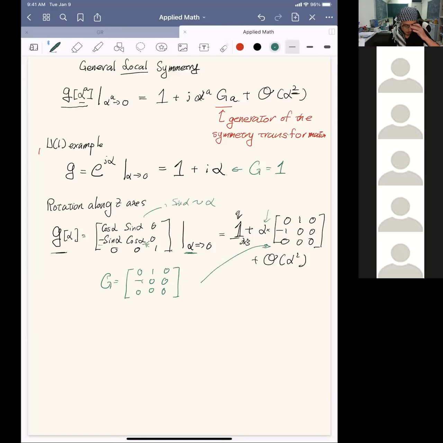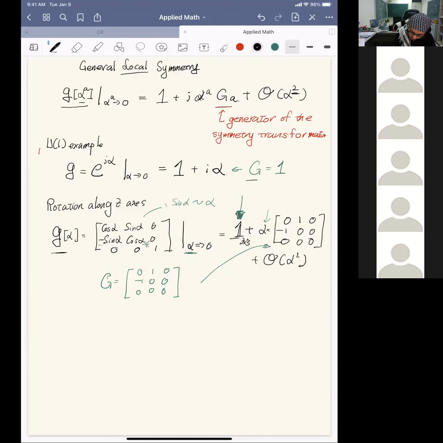What happened to cosine alpha in the alpha goes to 0 limit? About 1. It's about 1, right? And where did that 1 go? The 1 is here. Identity matrix. Exactly, it's identity here, right? Very good. Okay, good. So this tells us, so here we define the generator.